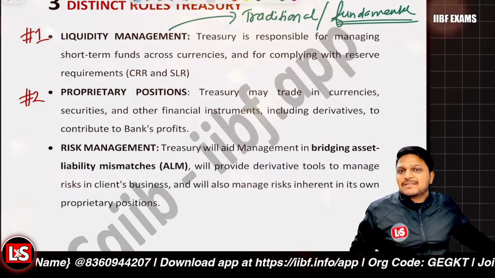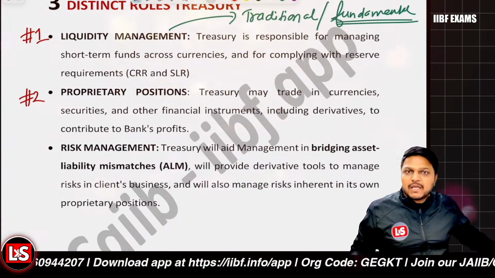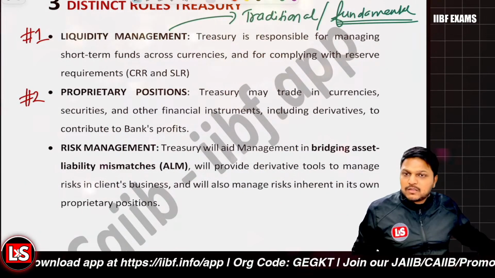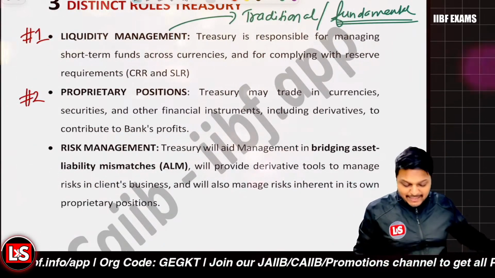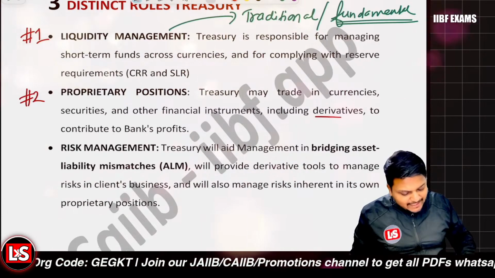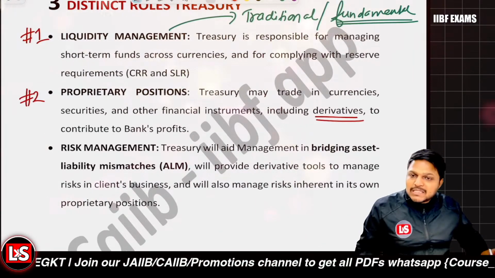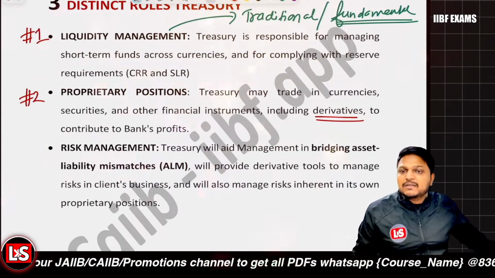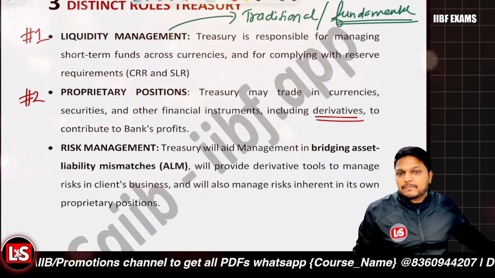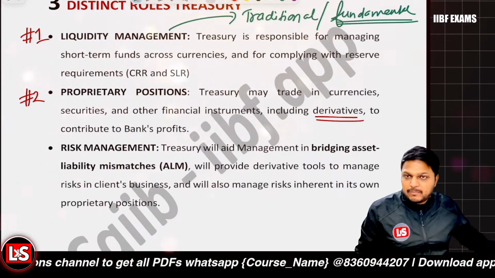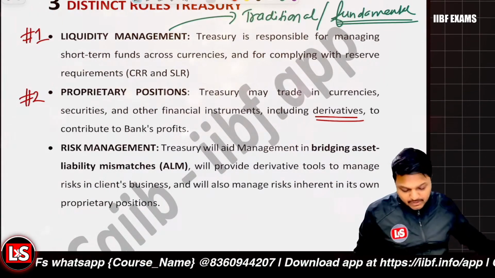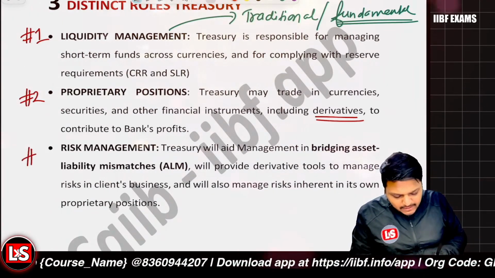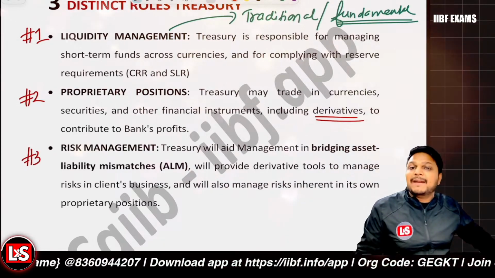Like if you have surplus money with you, you deploy the funds in different markets so as to make profit out of it. Now that particular thing is done by the treasury also. That's a proprietary position. So they can take positions in derivatives, in government securities, in corporate bonds, in foreign currencies. That can be done, right? So as to earn trading profit, capital gain, or arbitrage income, right? And the third important one is risk management.